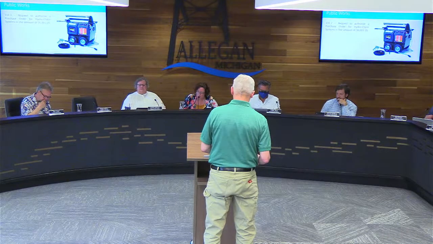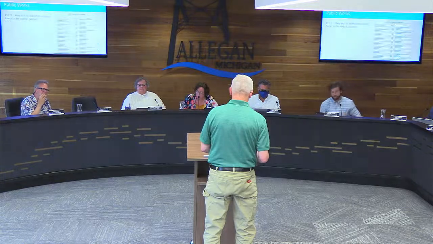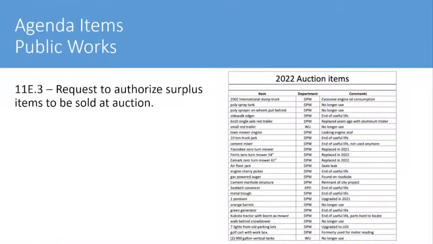And last one for you, Doug, 11E.3, a request to authorize surplus items to be sold at auction. Now we're gonna try and get some money into the city by auctioning off the equipment that's on the second page. We're just asking you to give us the okay to declare these surplus equipment materials and auction them off. We go through RepoCast, I believe, or RangerBid, the Median company.